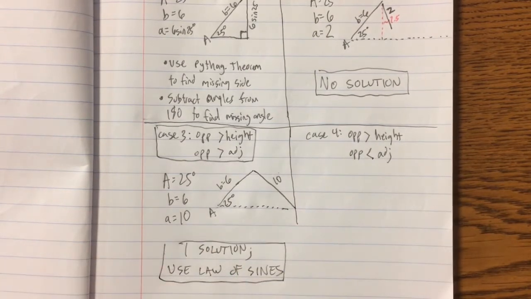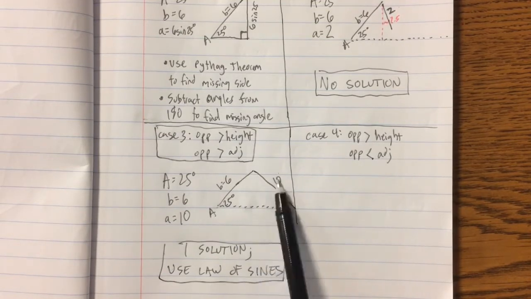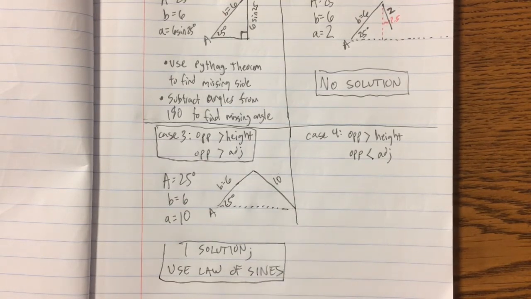Okay, so you just set up your proportions. You've got a pair to work with here, right? So you can set up law of sines to find this other angle down here, and then go from there. Okay.